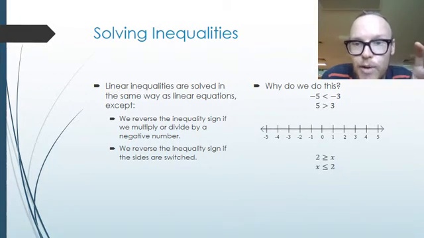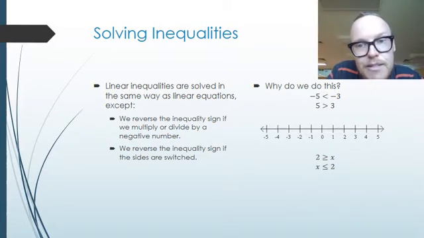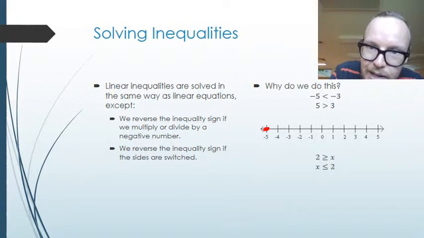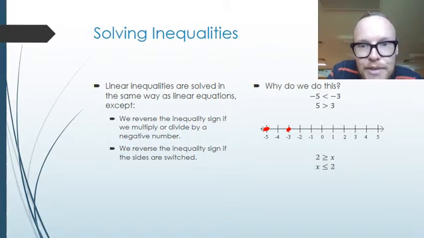So let's have a look at why we do this. The reason is that if I've got -5 is less than -3, that's a true statement. -5 is here on the number line, and here is -3. I can see -5 is less than -3 on the number line. If I multiply both sides by -1, that then becomes 5 and 3.